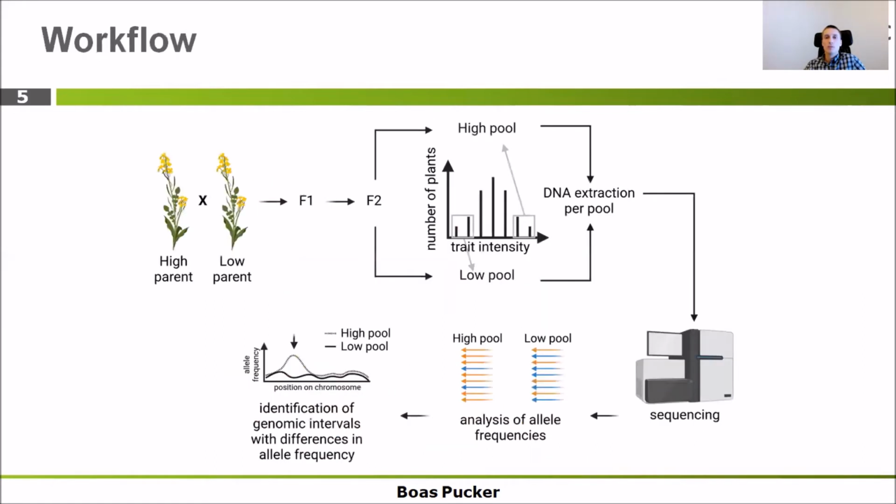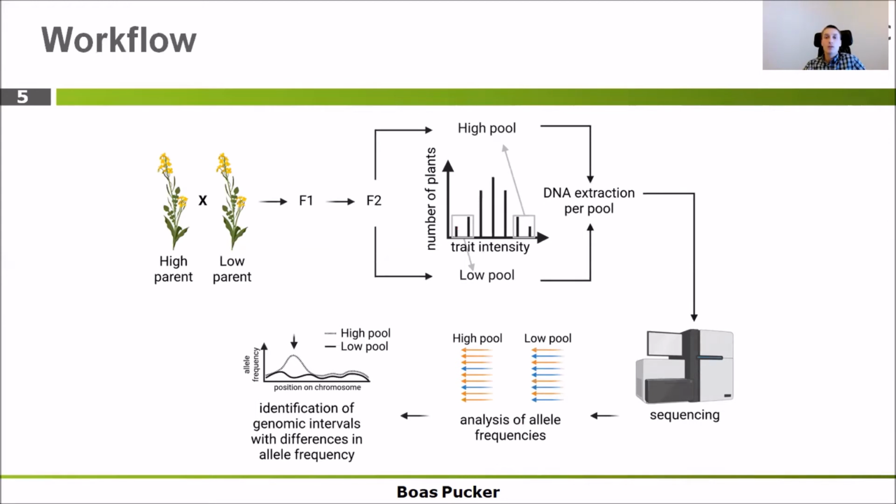So we are interested in identifying such regions, and therefore we look for patterns in our rapeseed population. The workflow is indicated here. We have one parent that has a high, for example, oil content, and we have another parent with a low oil content. Both of them are crossed, and then the segregating F2 is analyzed. It's possible to assign plants in the F2 to the low pool or to the high pool based on the amount of oil that is detectable.